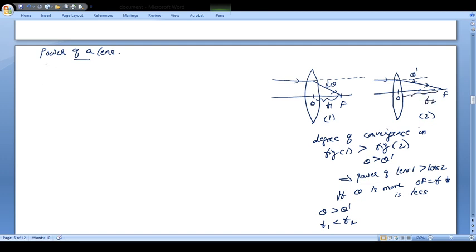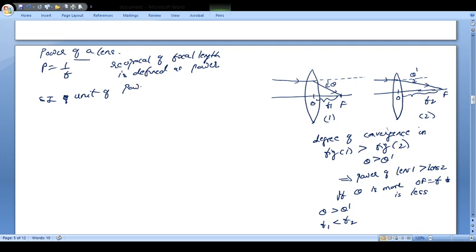So now we define that power is reciprocal of focal length. So reciprocal of focal length is defined as power. And we know SI unit of power is equal to diopter. And this is given as capital D. Now see here, this SI unit.